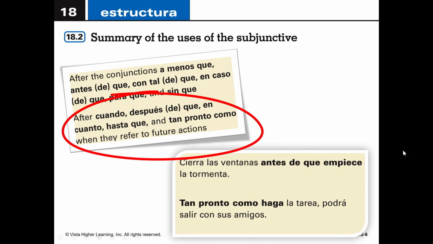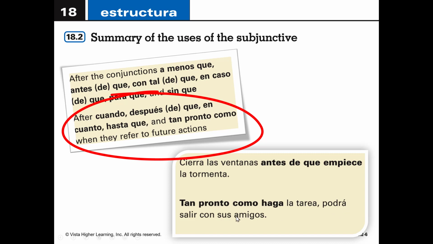Por ejemplo, let's look at this one, the second one first. Tan pronto como haga la tarea, as soon as she does the homework, or she does her homework. See, it's part of the second set. Podrá salir con sus amigos.